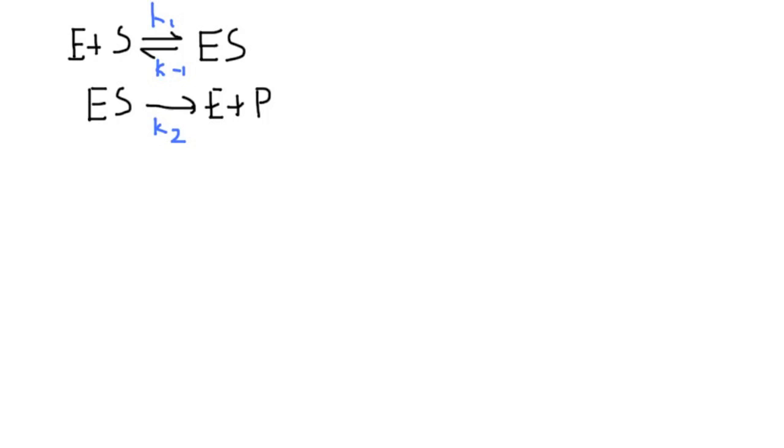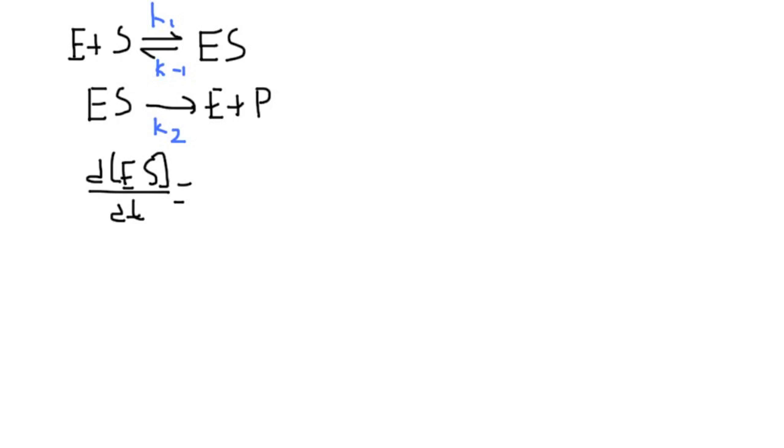We make a steady state approximation, meaning that the creation of the enzyme-substrate complex is equal to the sum of all reactions decreasing its concentration. In other words, reaction K1, which creates ES, minus K-1, which consumes ES, minus K2, which also consumes ES, is all equal to 0.